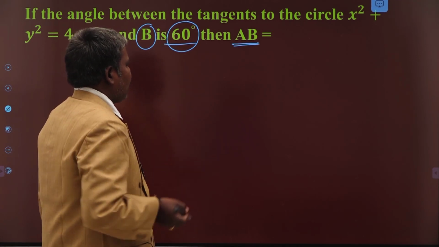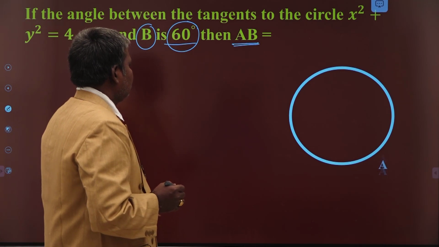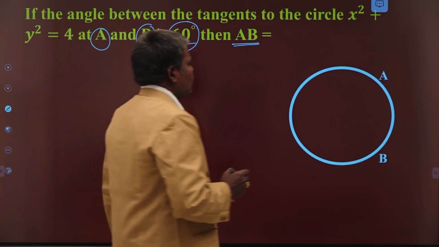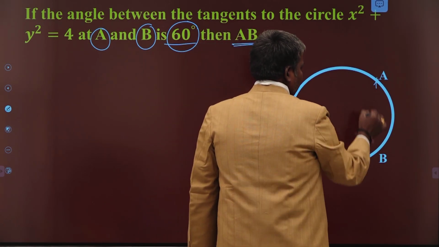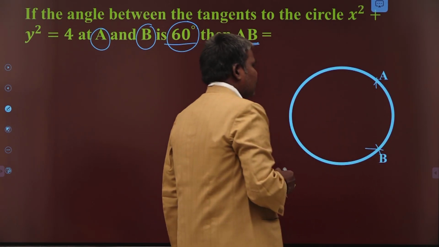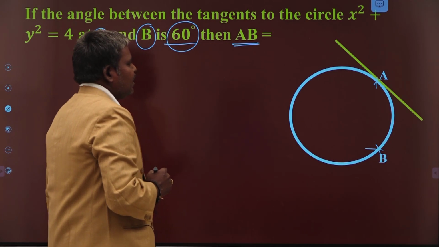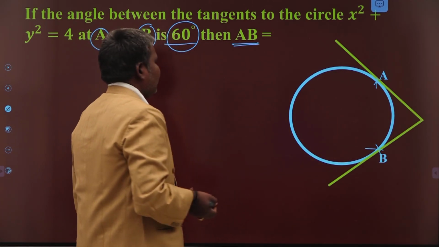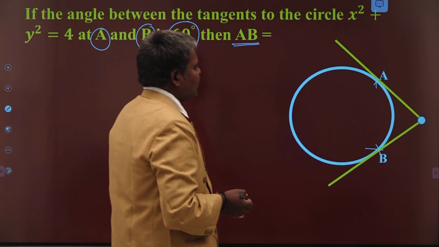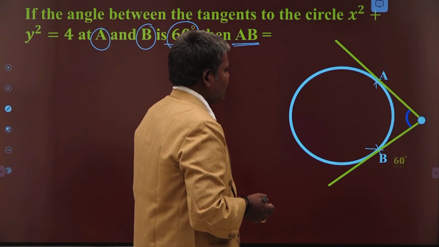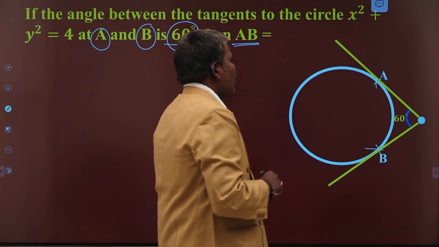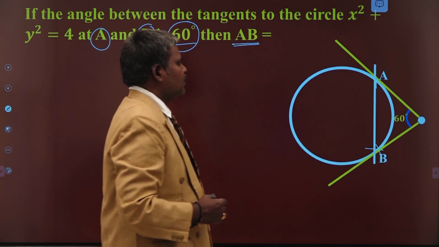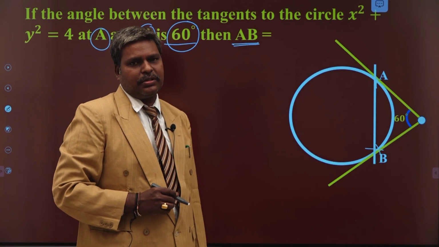See the corresponding diagram. This is the circle. This is the point A. This is the point B which lies on the circle. Tangents are drawn at A and B to the circle, and given that the angle between the two tangents is 60 degrees. Now we have to find out the distance from A to B. This is the distance you are going to find out.